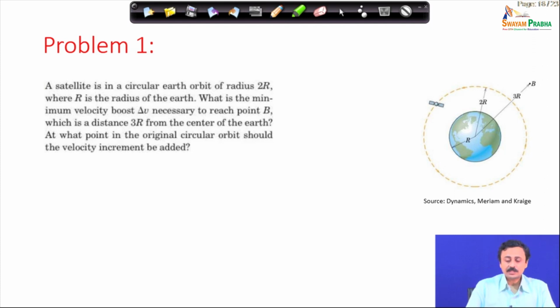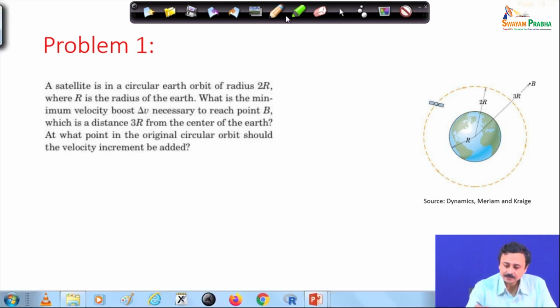Therefore, whatever the trajectory, B should be the farthest point of the trajectory, and because it has started from a circular trajectory at 2r, the nearest point of that trajectory should be 2r from the center of the earth, because the center of the earth is the focus, and B should be the farthest point of the trajectory. Therefore, this has to be an elliptic trajectory with r min as 2r and r max as 3r. And if B has to be the farthest point, then that ellipse must be oriented something like this.